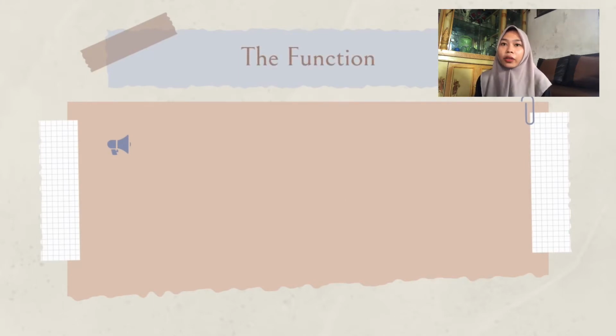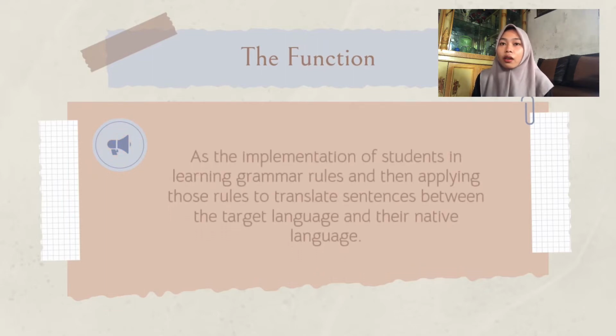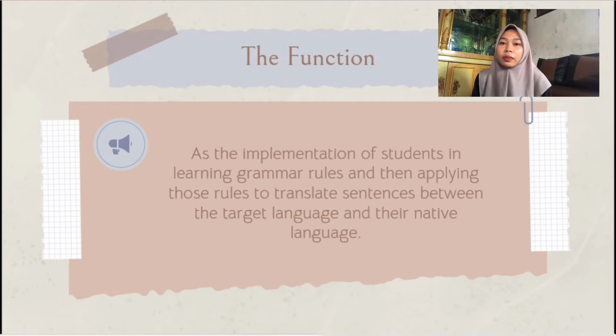Okay, next, about the function of the grammar translation method. The function of the grammar translation method, namely, is the implementation of students learning grammar rules and then applying those rules to translate sentences between the target language and their native language.